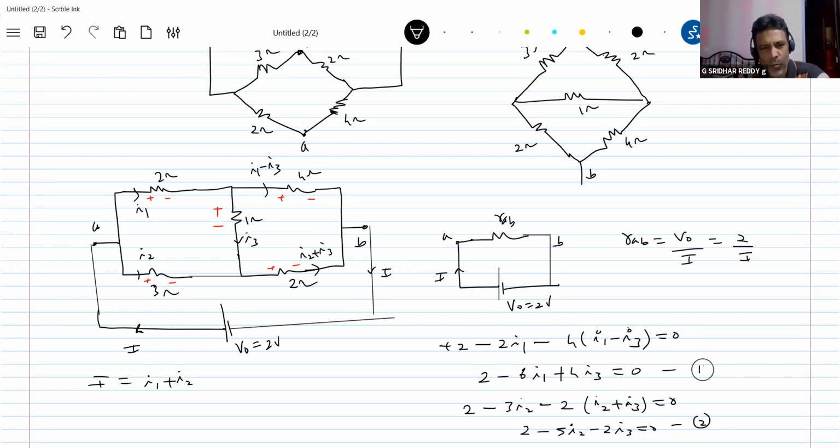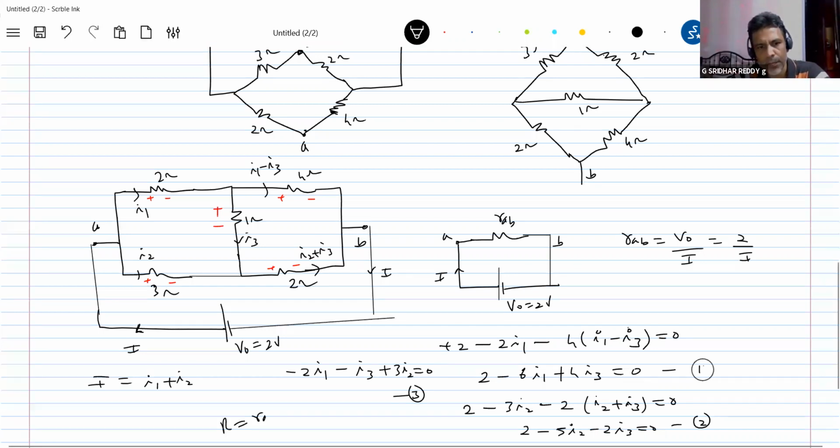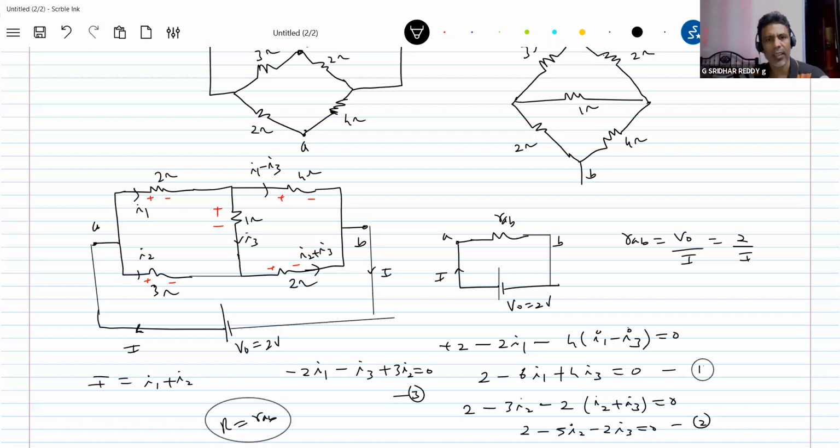Okay, now one more equation is there. Taking any one loop, this will be minus 2 I1 minus I3 plus 3 I2 equal to 0. This is equation 3. Solving 1, 2, 3, we'll get the expressions for I1, I2, and I'll get I. That I'll substitute, I'll get RAB. RAB was the required answer.